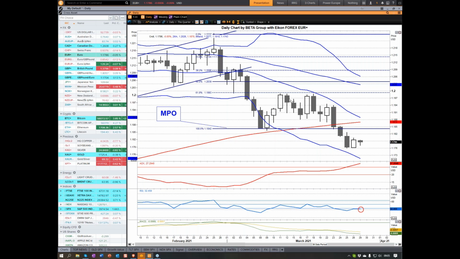It bounced 38.2 of the move down, and then now it's come down broken. Technically, this is a very bad development, short-term development in the context of a negative longer-term chart. So it looks like we're heading lower in this market, much lower.